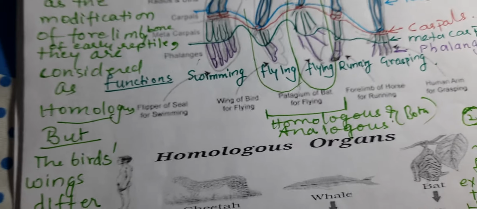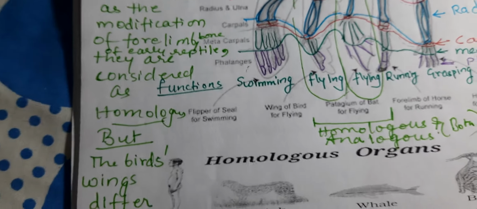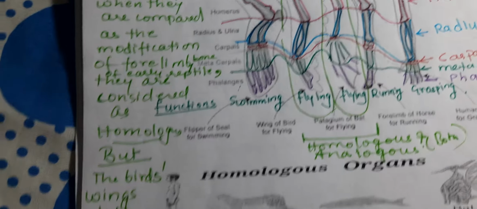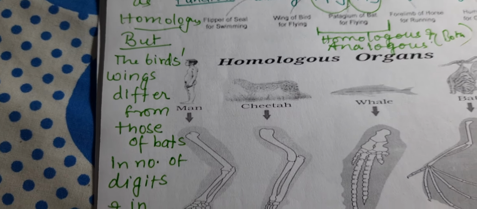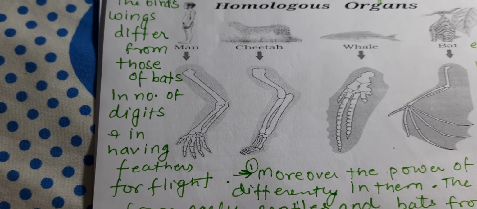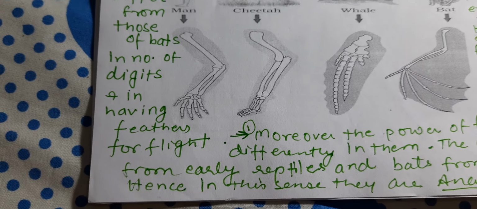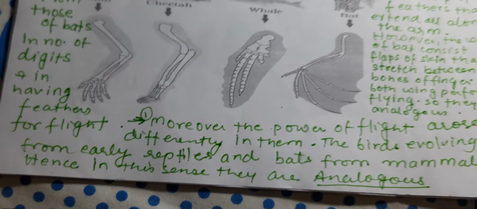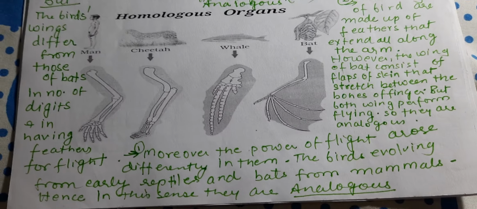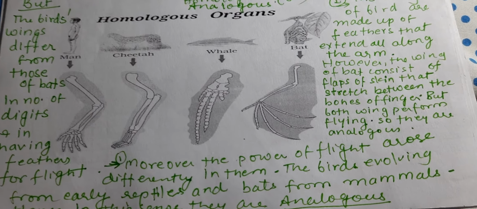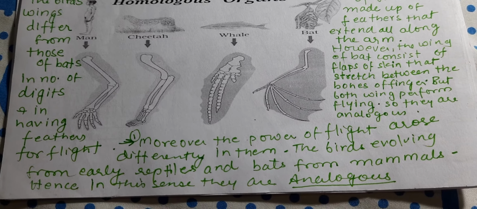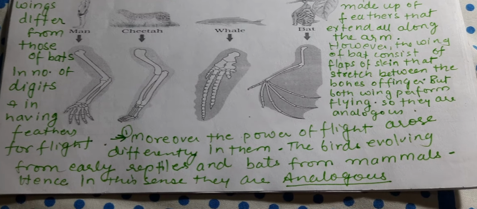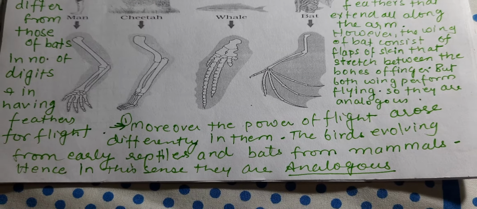So the homology is that they are doing different functions, but their organization of bones is similar, as we have discussed. But the bird wing differs from that of the bat in the number of digits and in having feathers for flight. Moreover, the power of flight arose differently in them, because they have different origins. The bird evolved from the reptile, and the bat evolved from mammals. So in this sense, they are analogous.